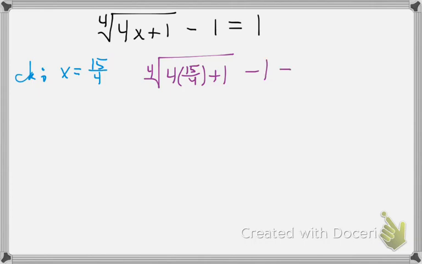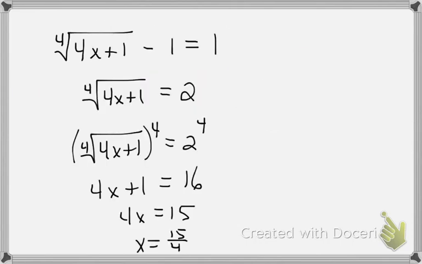I do have the fourth root of 4 times 15 fourths plus 1 and then minus 1, and we're hoping that it all comes out 1. So when I multiply, won't the 4's cancel? So you just get 15. 15 plus 1 is 16. What is the fourth root of 16? It is 2, right? How do we know that the principal fourth root of 16 is 2? Because 2 to the fourth is 16. And 2 minus 1? 1. 1 equals 1 is true. No way. So that was a legit solution.